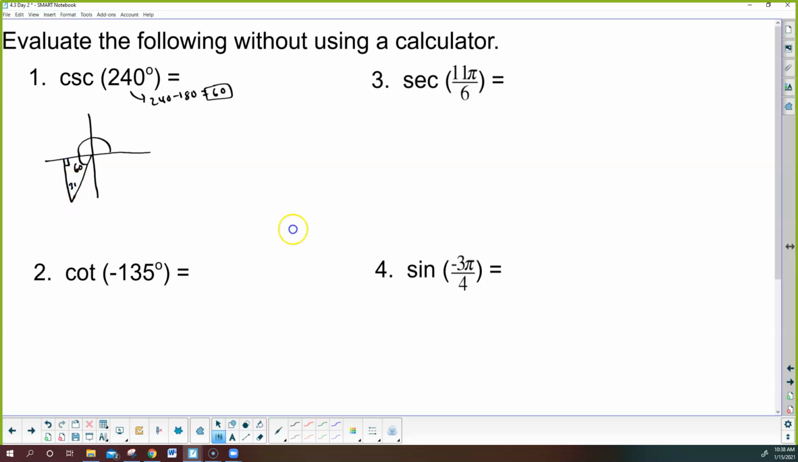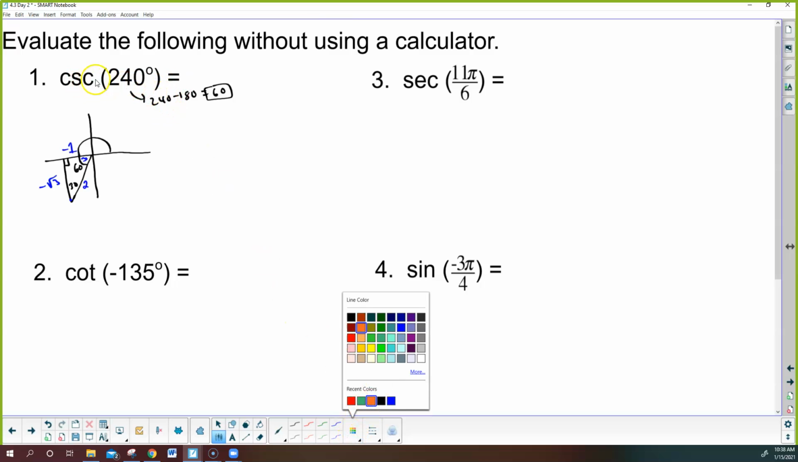And then I've got 30, 60, 90. And across from the 30 was 1, but notice I went to the left, so that's negative, and I went down. So then across from the 30 is 1, across from the 90 is 2, and across from the 60 is square root 3. But notice the location. I'm in quadrant 3, so I go to the left. So x is negative and y is negative.